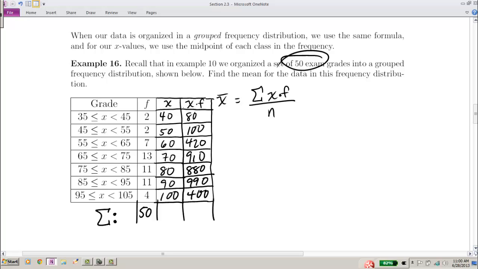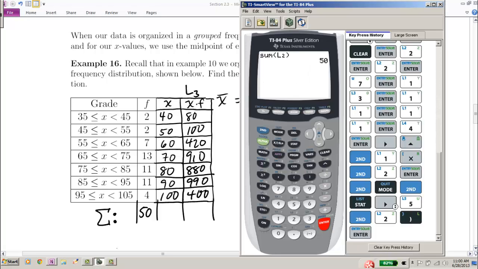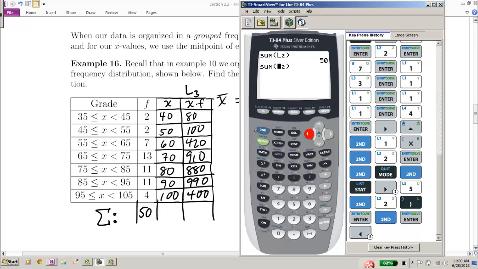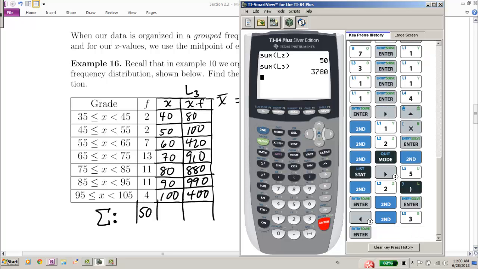And these x times f values were in L3. So I'm going to do the same thing, and I'm going to tell it to add up the values in L3. Now here's a handy feature on your calculator. I can have it bring up the last line I just entered if I hit second enter. And now I'm just going to arrow back and change the L2 to L3. 3,780.